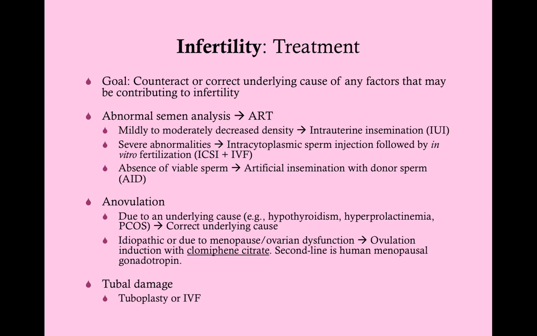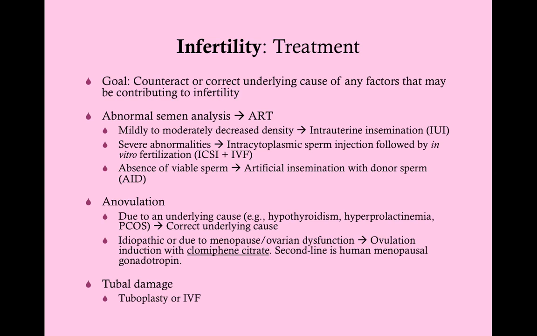So the goal of treatment is to counteract or correct the underlying cause of any factors that may be contributing to infertility. So let's say everything came back normal except for his semen. In this case, we do assisted reproductive technology. So what's the most common issue with the semen? It's going to be a slightly reduced sperm count. And so if the sperm count is slightly reduced, and you can look up the normal numbers, but I didn't include that in here because I don't want to bog you down in details.